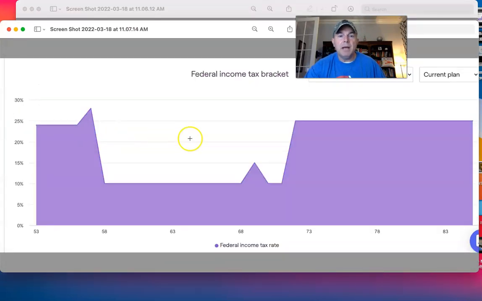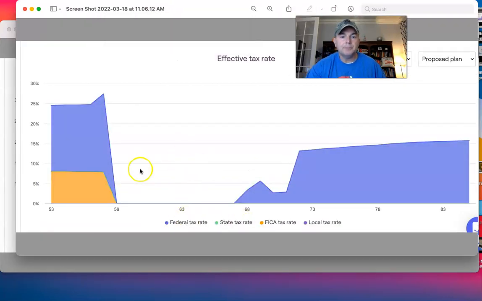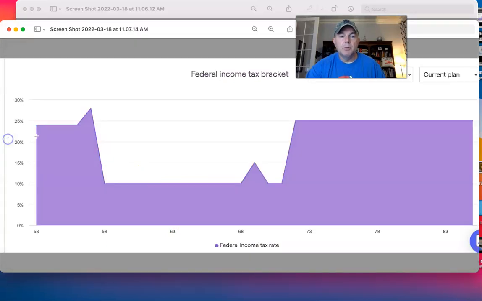Now, the question that comes to mind, though, is should he even do Roth conversions at all? Going back to this, again, it looks great. No taxes, so should he be doing Roth conversions? Well, let's take a gander. Check this out. This is his federal income tax bracket. He's in a 24% tax bracket.